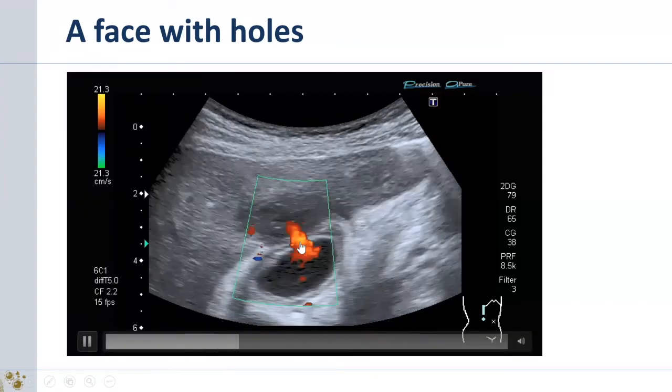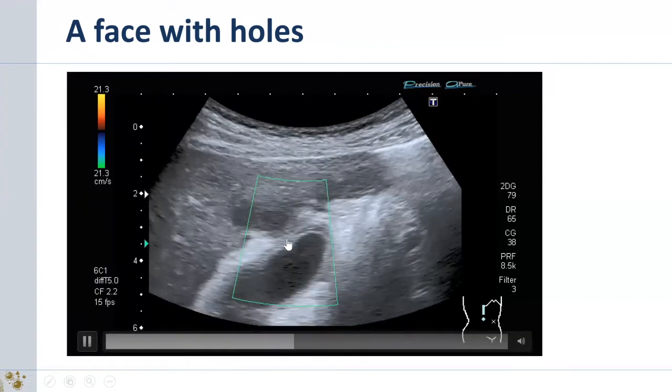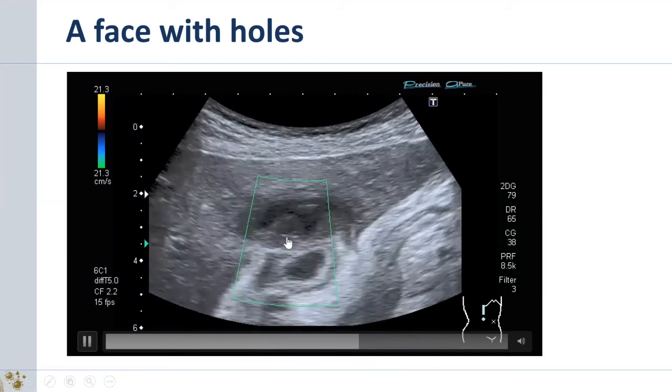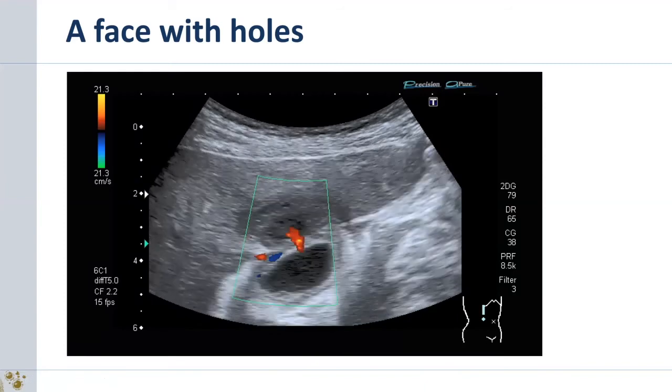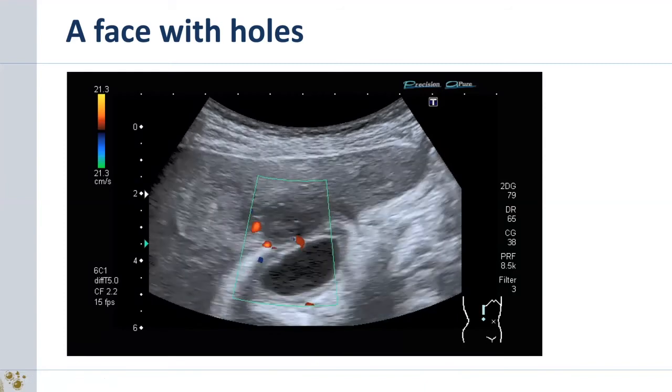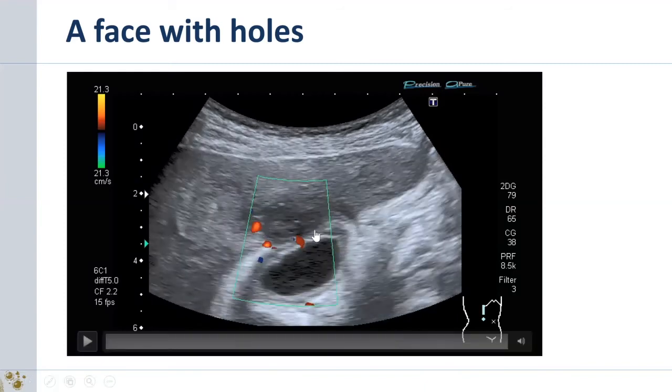And now I release the transducer, now I compress the transducer. And do you have any idea why there is some flow between this pathology and the gallbladder? Do you have an idea?